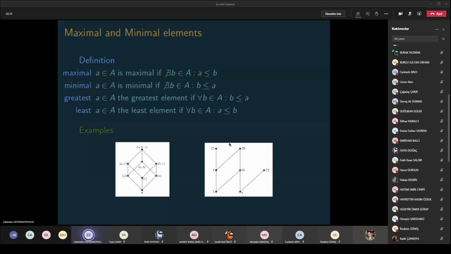Bouquet, can you give me the minimal elements? 2 and 5. Nothing is smaller than 2. Nothing is smaller than 5.